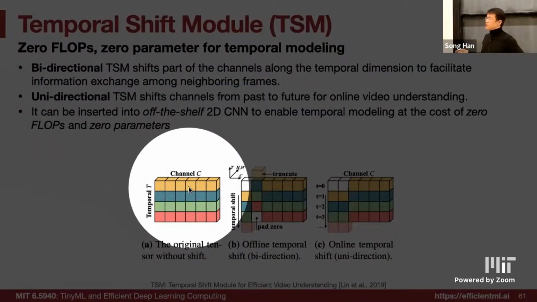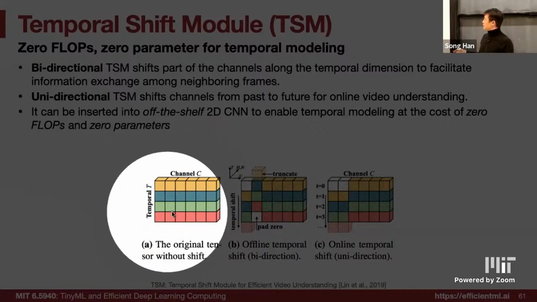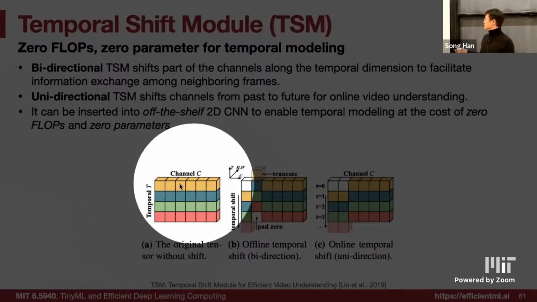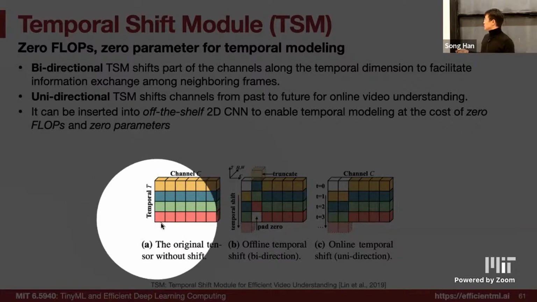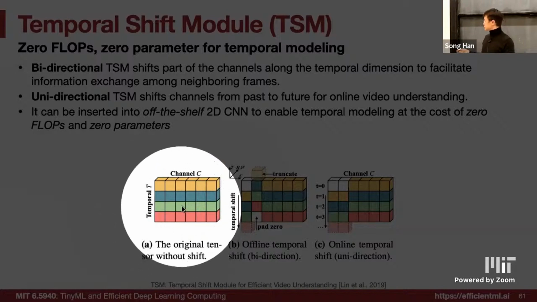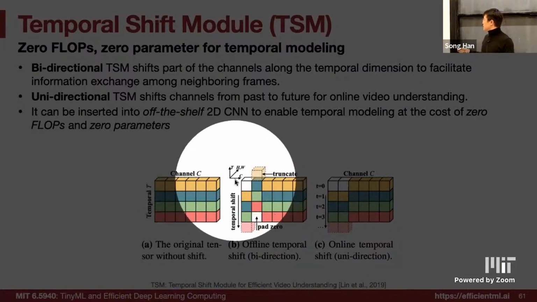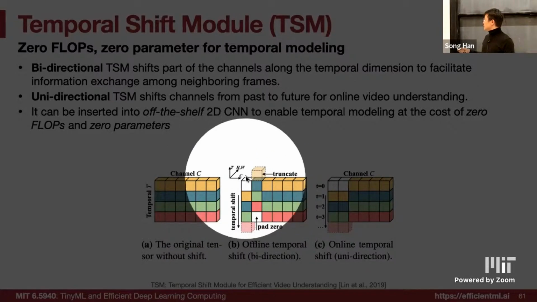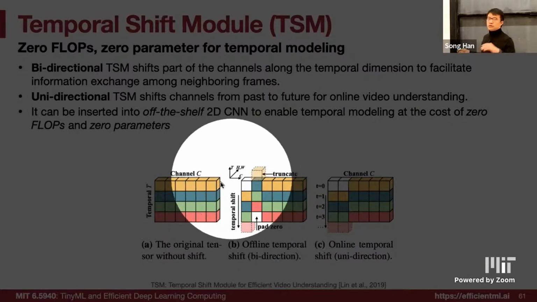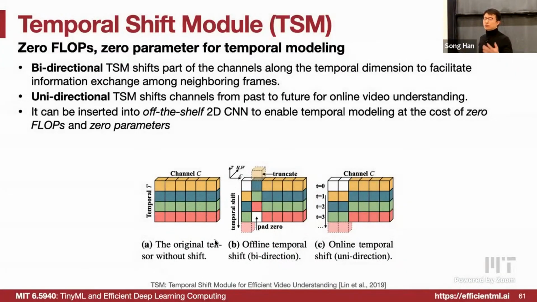Let's figure out the dimension first. So this is the temporal dimension. We have T1, T2, T3, T4 in 3 colors. And here is the channel dimension. Okay. So this is the original tensor without any shift. And here the depth is the H and W dimension. So temporal shift, we can shift it both from the past to the present, and also from present to the future.